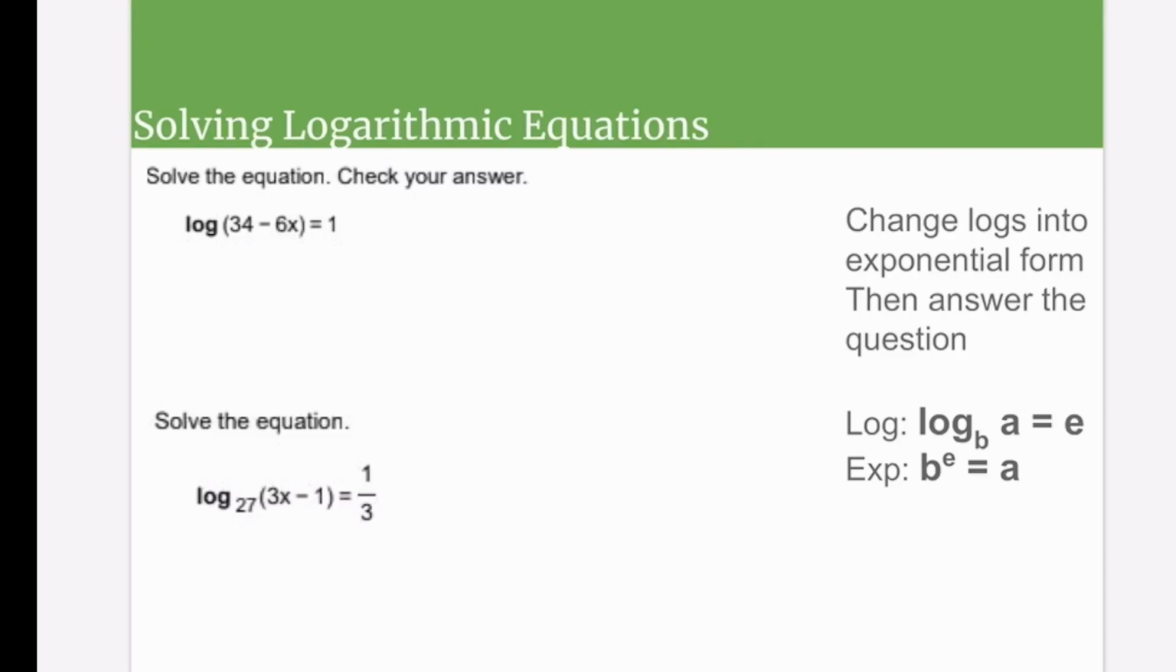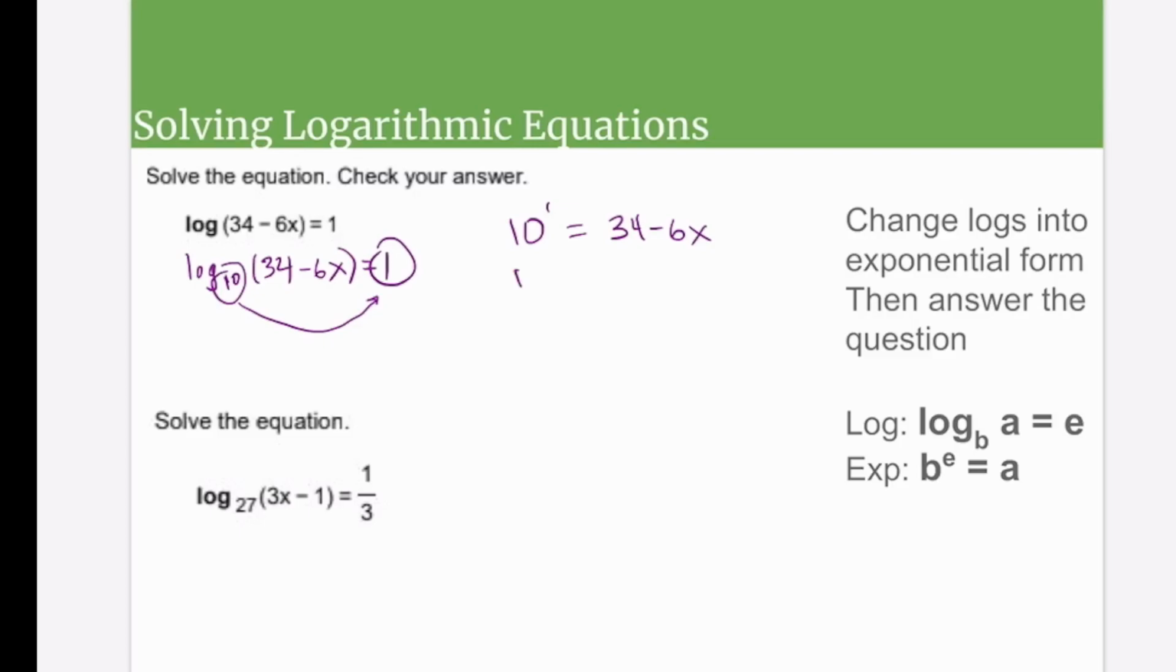left side. So we have, in this first problem, log, the base is 10 because nothing's written, of 34 minus 6x is equal to 1. So our base is 10. Our exponent is 1. And that's going to equal 34 minus 6x, that entire quantity that's in parentheses.